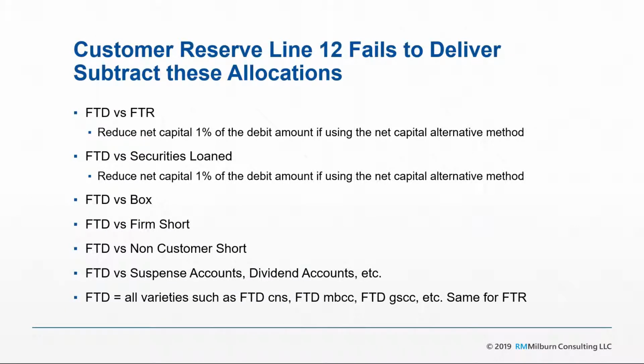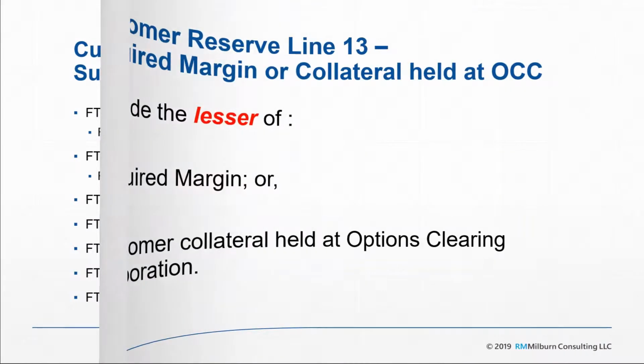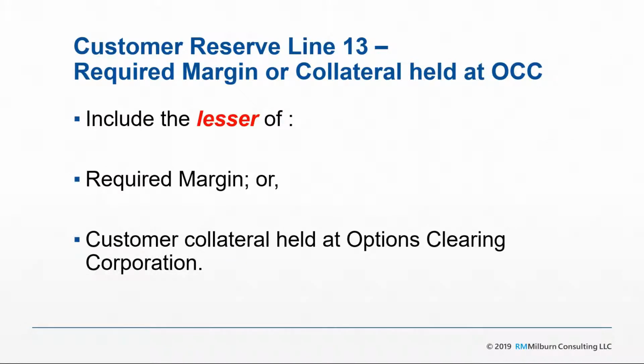Fails to deliver and fails to receive, fails to deliver versus securities loan. Both of these items, you're going to take a net capital charge of 1% if you're calculating your net capital using the alternative method. Moving on to line 13, what's the required margin or collateral held at OCC? Well, you're going to include the lesser of the required margin or the customer collateral held at Options Clearing Corp. And if you think about it, on the credit side, you've included the same amounts. And what this really does is just make sure that all of this has been accounted for.